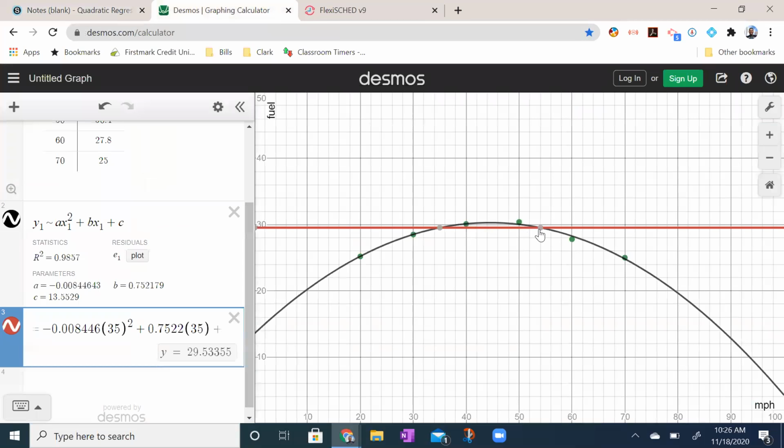And you can find that at this intersection. Oh wait, this one, sorry. Not that one. So at 35 miles per hour, close enough, about 29.5 miles per gallon of fuel economy. All righty, guys, any questions?